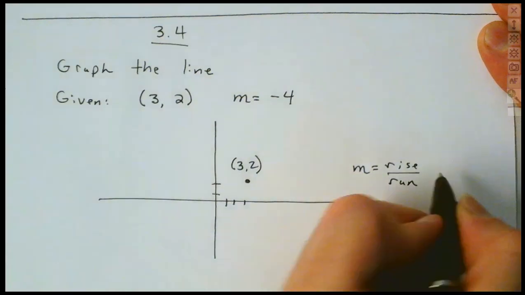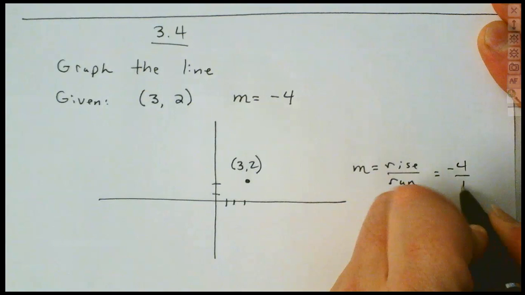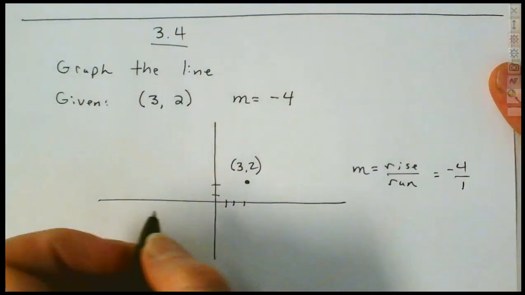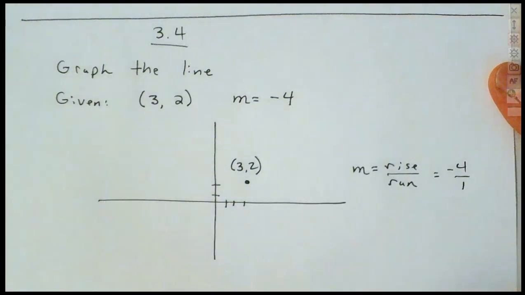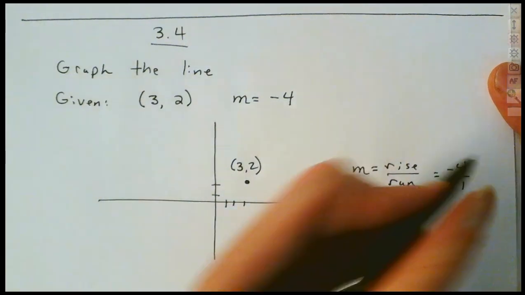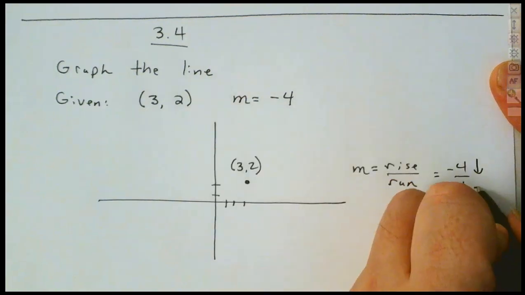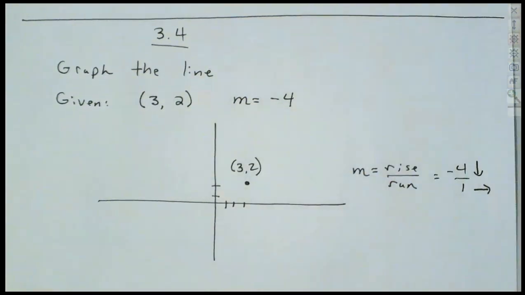In our case, it's going to be -4 over 1, because our slope is -4. If it's a whole number, you'll need to make it over 1. If it's negative, we go down. So this one is going to go down, and then you always go to the right. You're never, ever going to go to the left. So if it's positive, you move up. If it's negative, you move down. And you always go forward to the right, never back to the left.